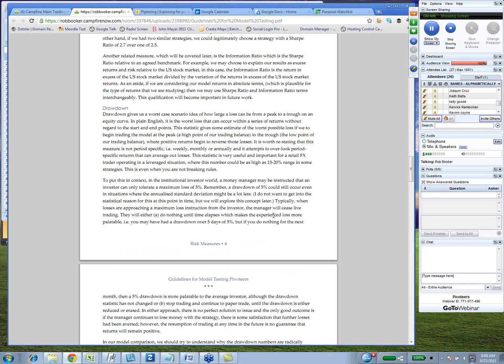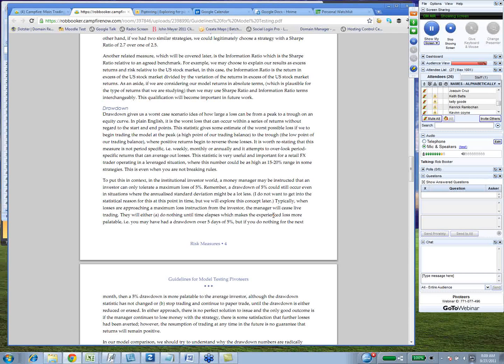Drawdown gives us a worst case scenario idea of how large a loss can be from a peak to a trough on an equity curve. In plain English, it's the worst loss that can occur within a series of returns without regard to the start and end points. And this statistic gives some estimate of the worst possible loss if we are to begin trading the model at the peak, or the high point of our trading balance, to the trough, where positive returns begin to reverse the losses.